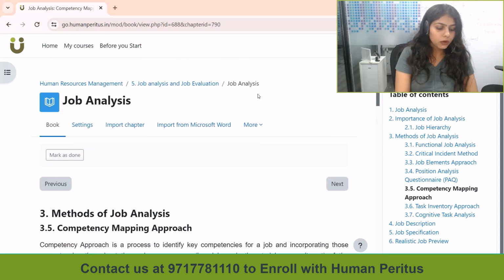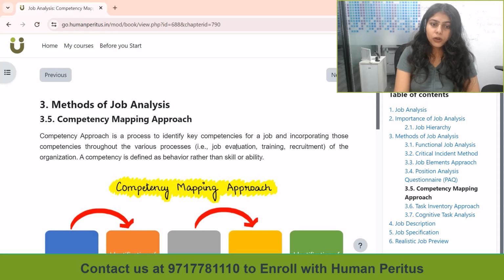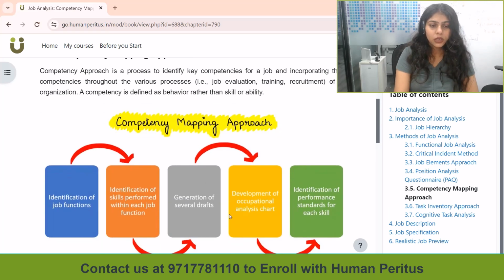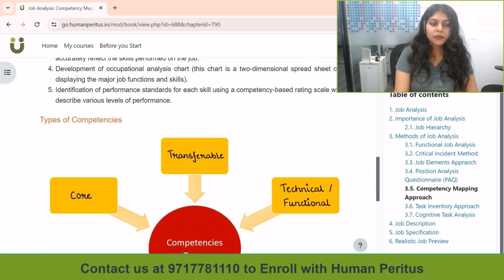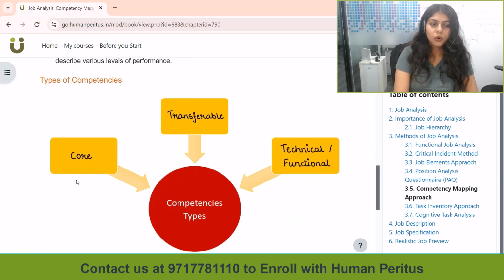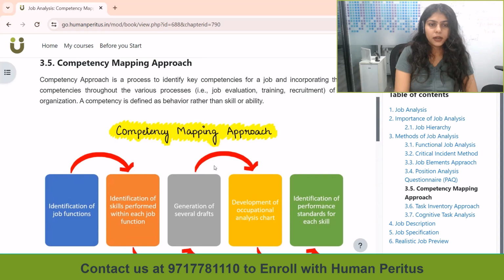So let's sum up. What is the competency mapping approach? Here you identify key competencies and you add those to various processes in the organization. Now this is the process of doing the competency mapping. Now what are the types of competencies that we discussed? Core, transferable and technical and functional. These are the types of competencies that we have.